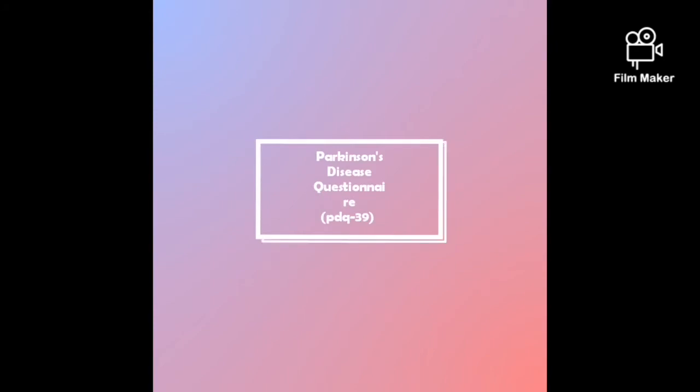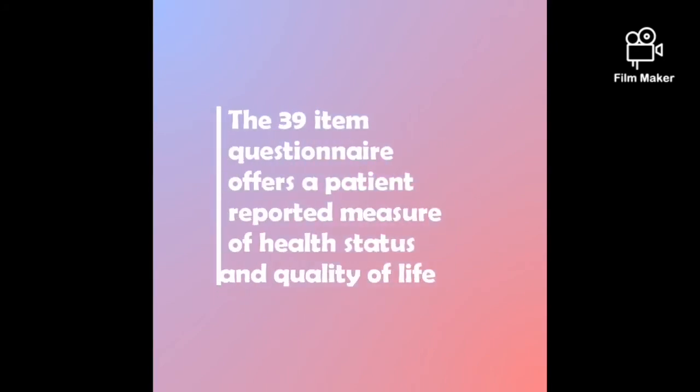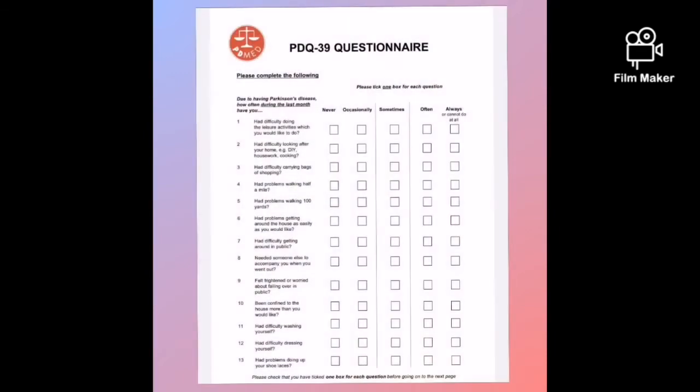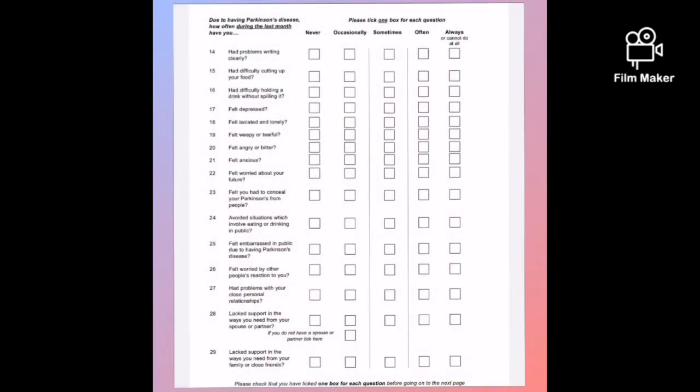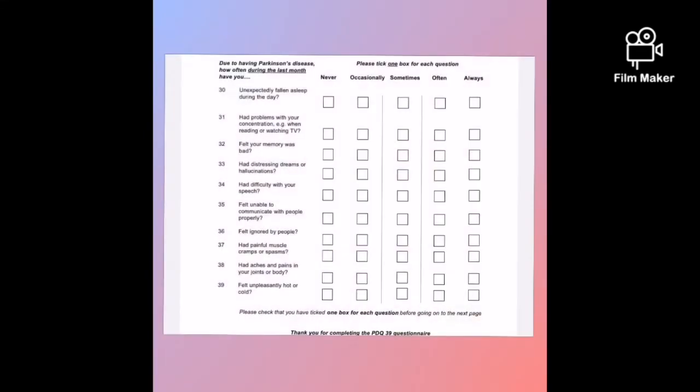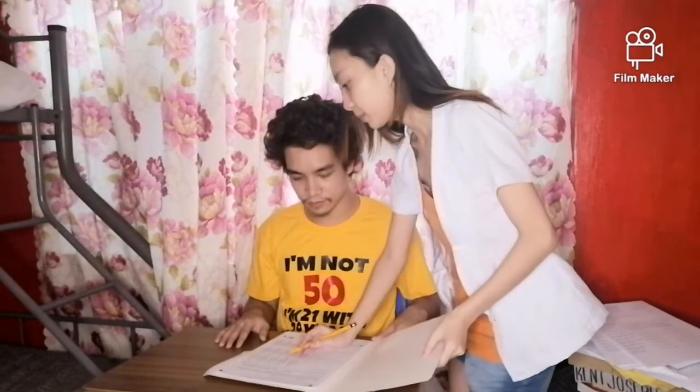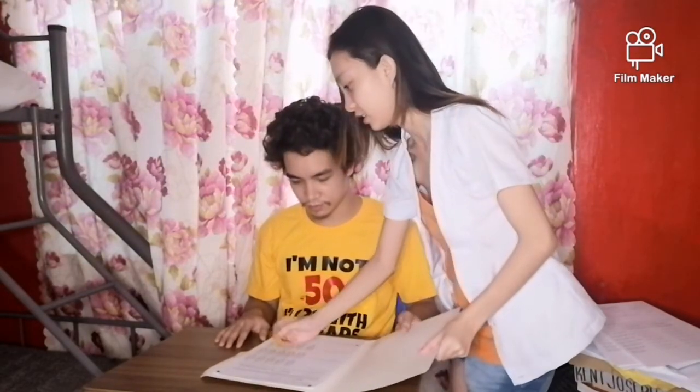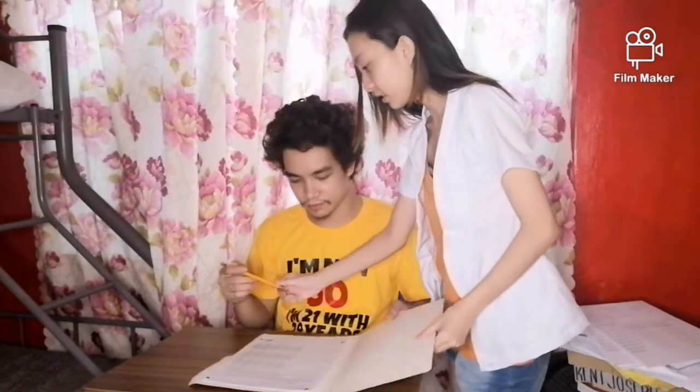Parkinson's Disease Questionnaire. It is a 39-item questionnaire that offers a patient-reported measure of health status and quality of life. It assesses how often people affected by Parkinson's experience difficulties across 8 dimensions of daily living, including relationship, social situation, and communication. Give the questionnaire to your patient, then explain to them how to do it, and let them answer for 5 to 10 minutes.